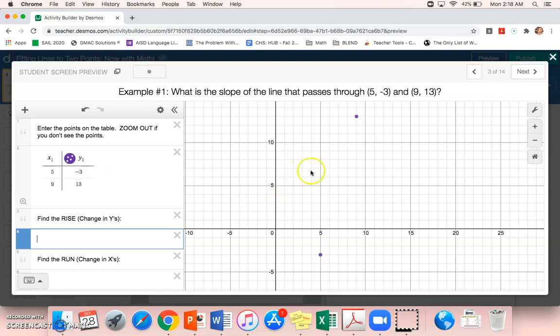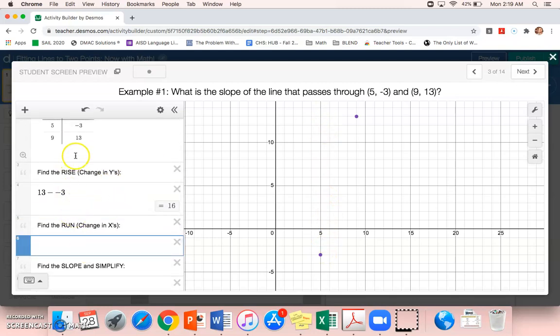So we're going to measure that rise first. We're going to take the 13. We're going to subtract the -3, right? So rise on the y's. 13, subtract to find the difference. -3 was the original y, and that gives us a 16. So what that means is there's 16 squares here that we're rising up.